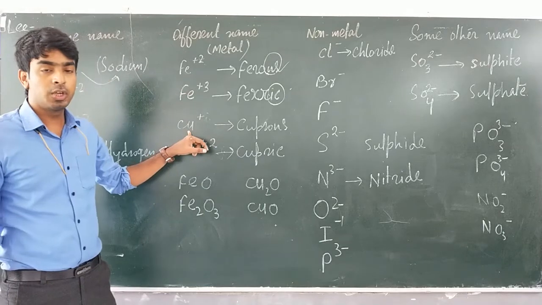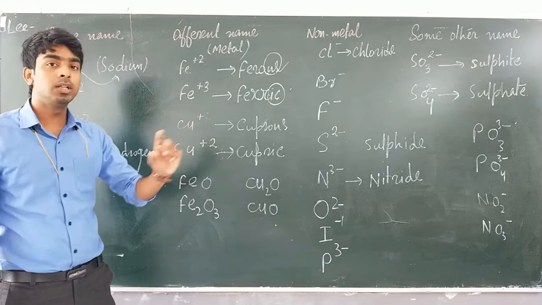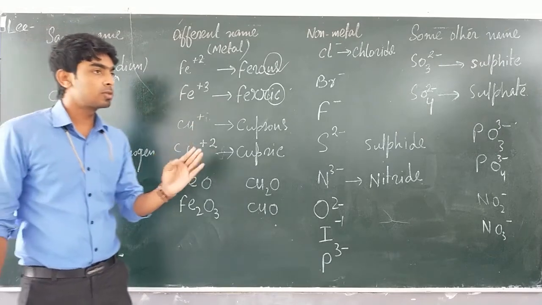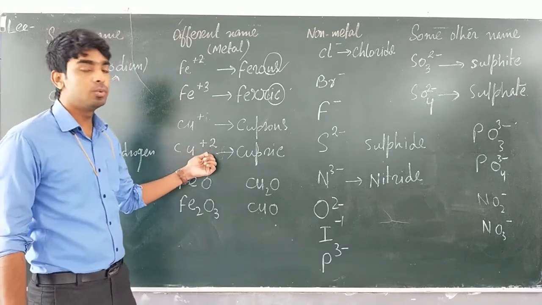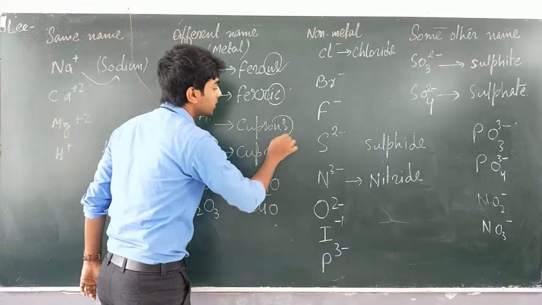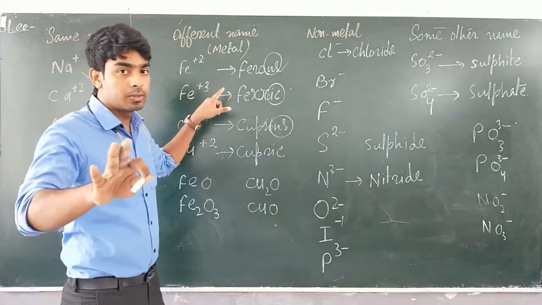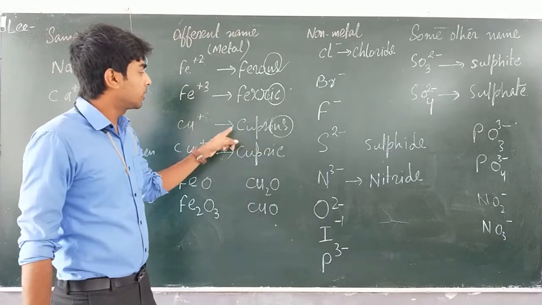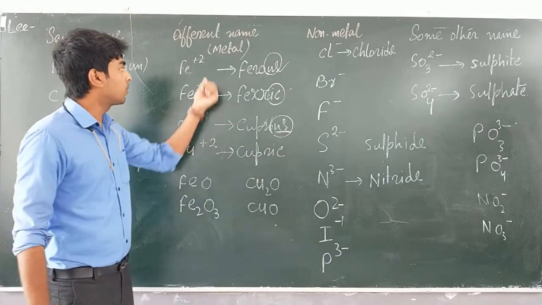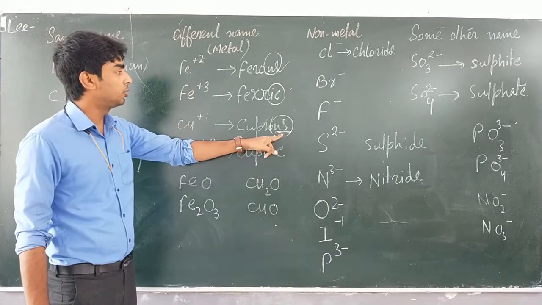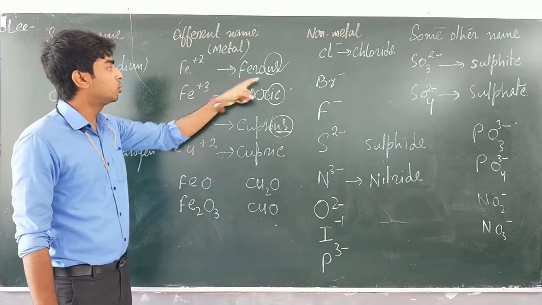Now move to the next one. You're seeing this, Cu, that is basically copper. If it has a single charge, meaning the least possible charge it can have is 1 and the maximum it can have is 2. So if it has the least positive charge, then it will be copperous, "ous", not United States, okay, copperous. We will add "ous". Why are we adding it with plus 1 Cu, and why are we adding it with Fe, which has plus 2?